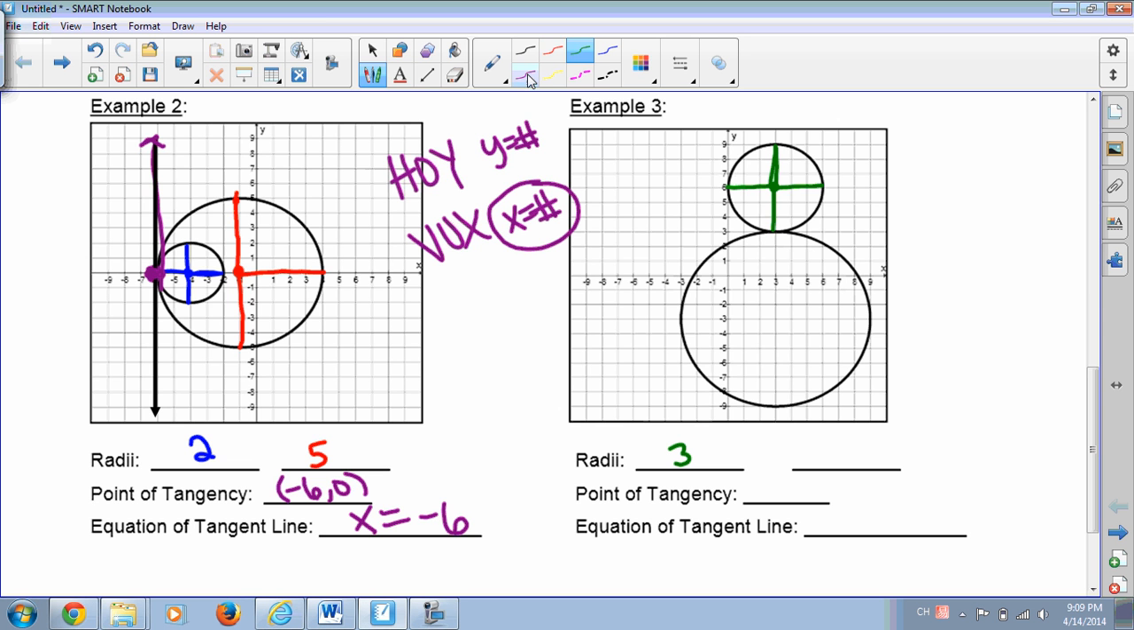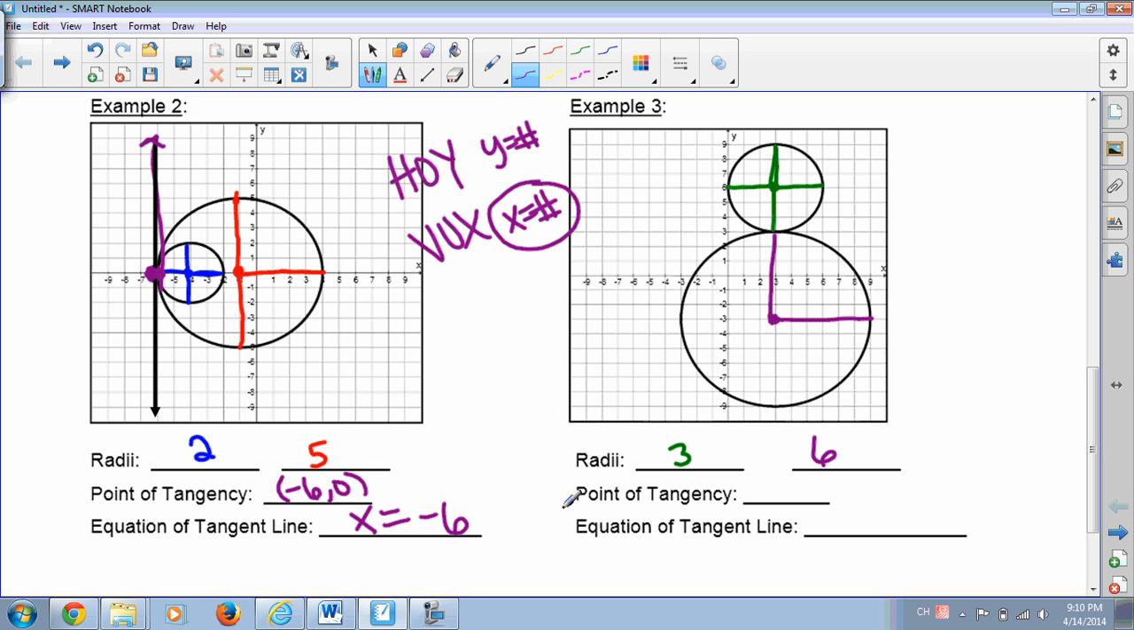The radius of the large circle, okay, we've got to find the center. It looks like it's going to be right here. We've got to make sure though. Let's count. 1, 2, 3, 4, 5, 6. 1, 2, 3, 4, 5, 6. 1, 2, 3, 4, 5, 6. Okay, so there's our center with a radius of 6.